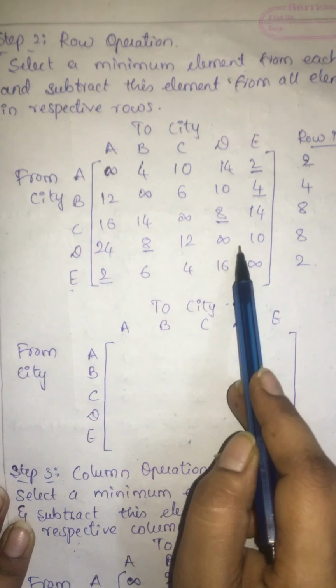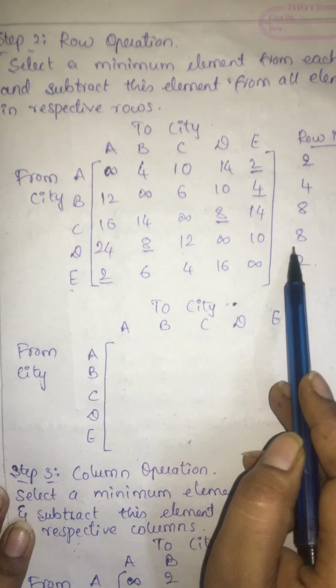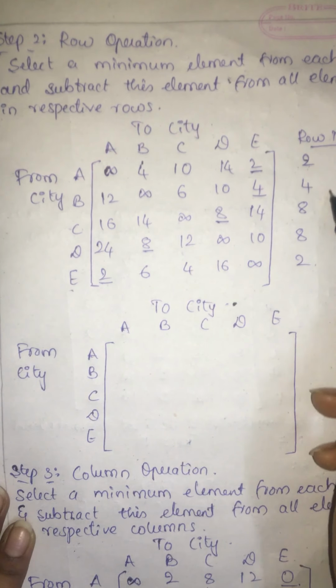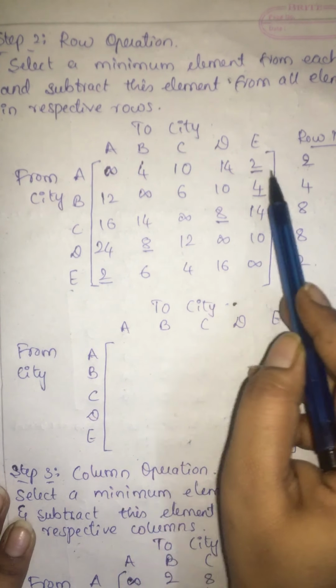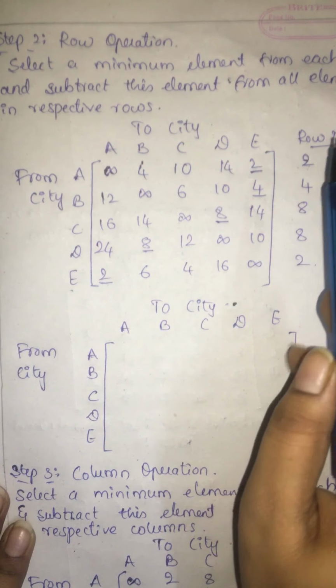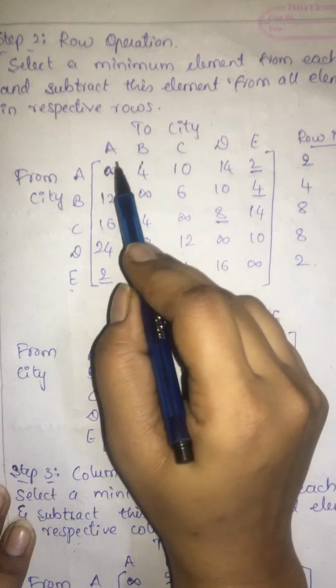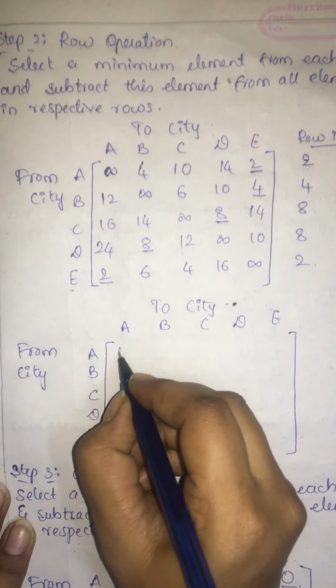In the fourth row, what is the minimum element? 8. Okay, next in the fifth row, the minimum element is 2. So here we have written the row minima values from each row. Thus this step says that we have to subtract this value from these values. So infinity minus 2 remains infinity.